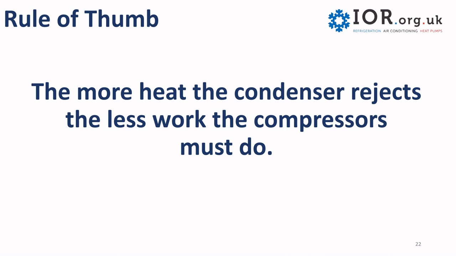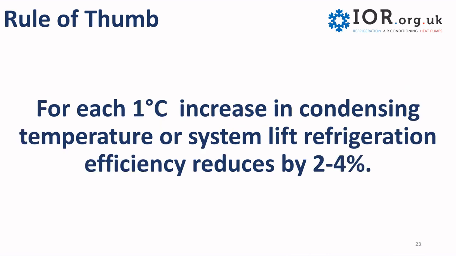So it's really important to understand that the more heat the condenser rejects, the less work the compressors must do. And for each 1 degree increase in condensing temperature or system lift, and we'll talk about system lift later on, refrigeration efficiency reduces by 2 to 4%. And this is without doubt probably the biggest area of energy saving in refrigeration.